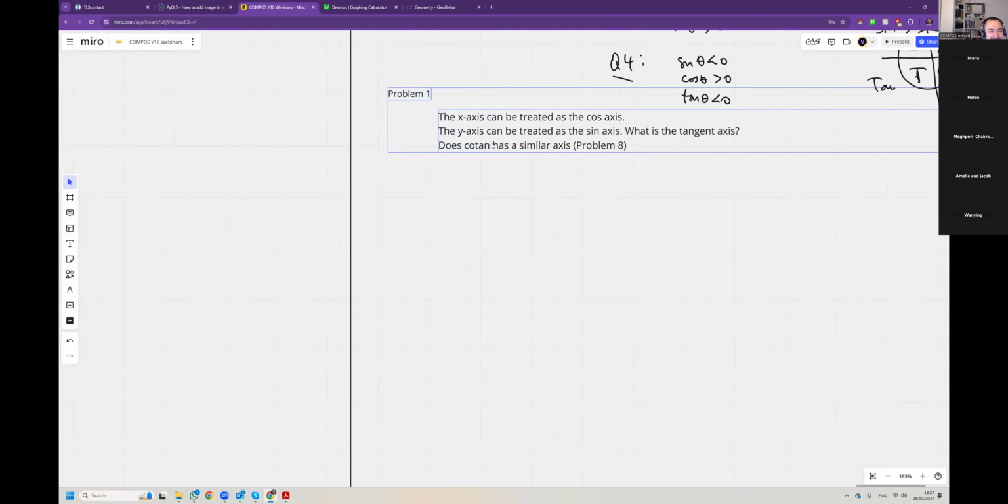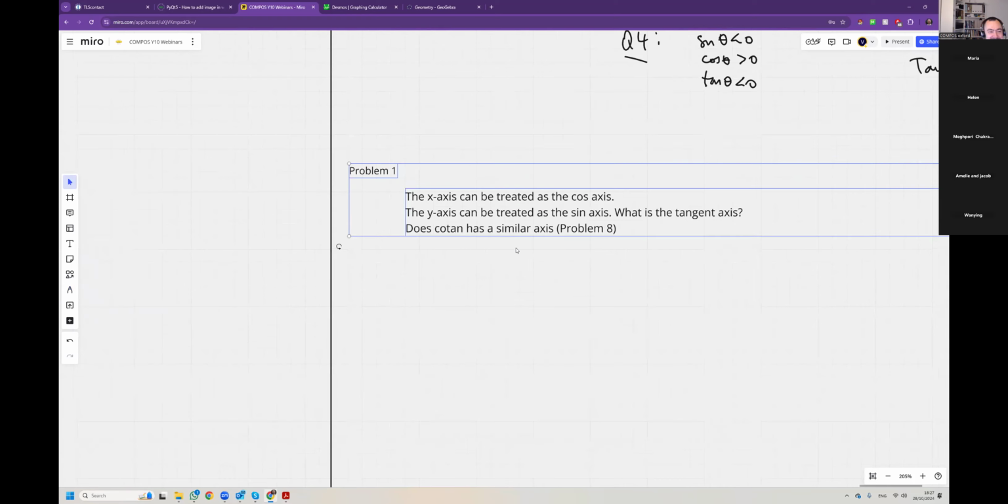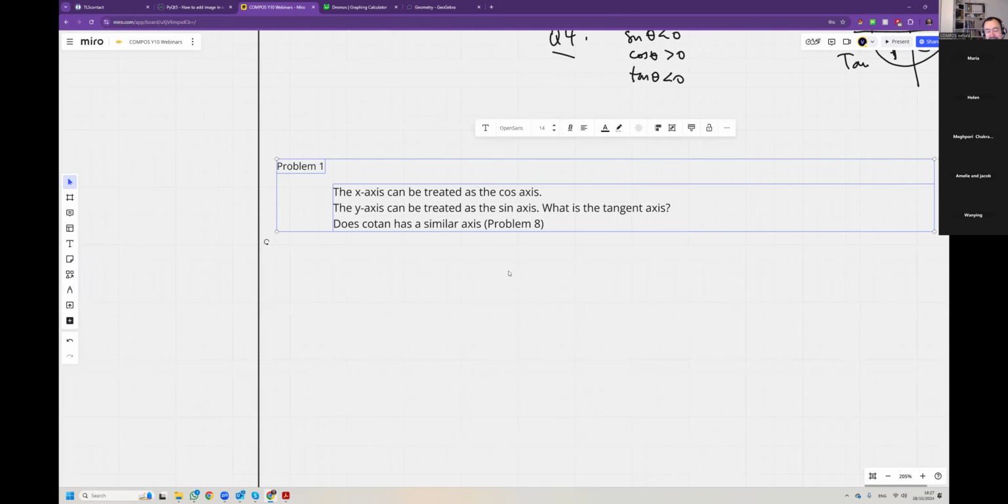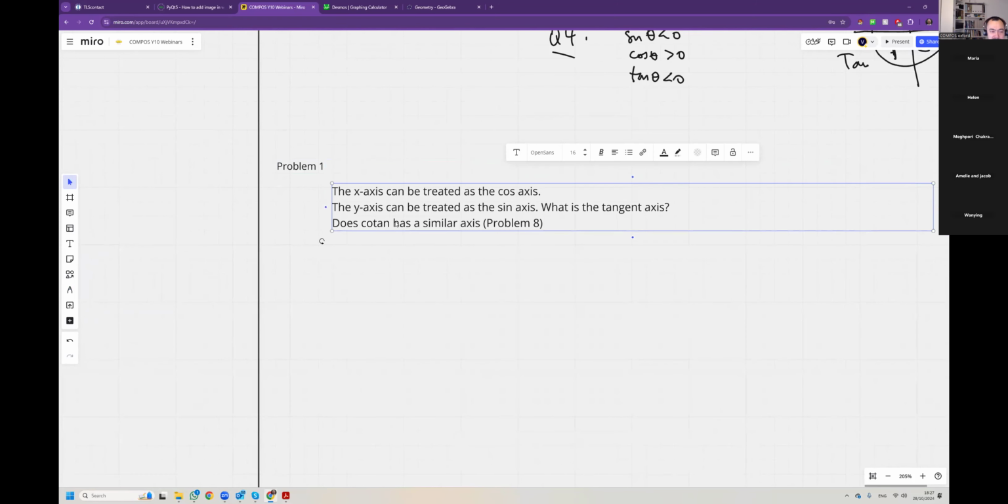Okay. The x-axis can be treated as the cos axis. So I have shown that. The y-axis can be treated as the sine axis. Can we have a tangent axis? Well, as a matter of fact, we can.